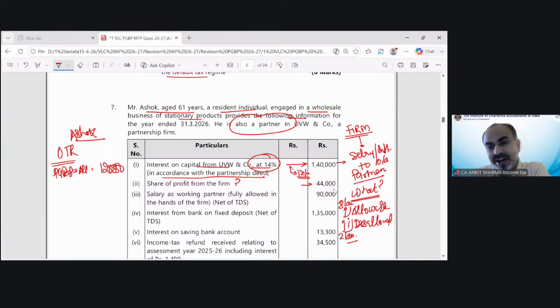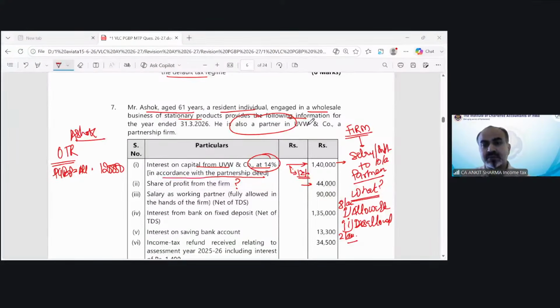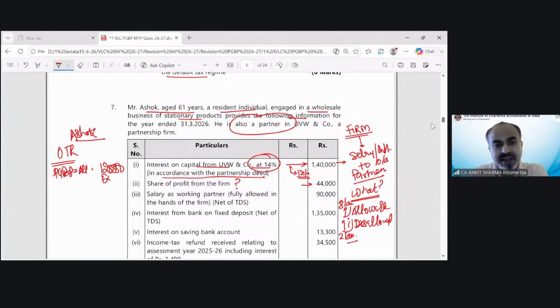Share of profit from the firm is 44,000. Can you tell me the treatment of share of profit which is received by a partner from the partnership firm? Is it taxable or non-taxable in the hands of partners? Exactly, Gaurav. Absolutely correct. Correct, Vishakha. Exempt. It is exempt. So we do not need to do anything. This is exempt income.